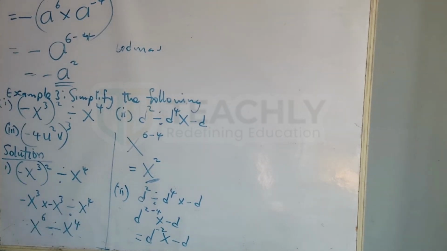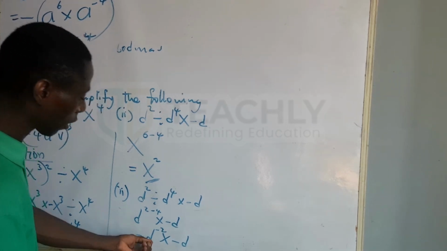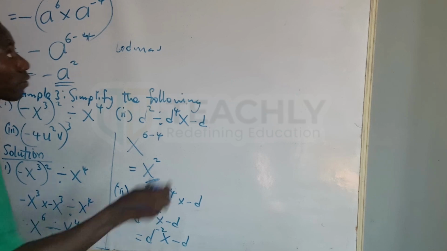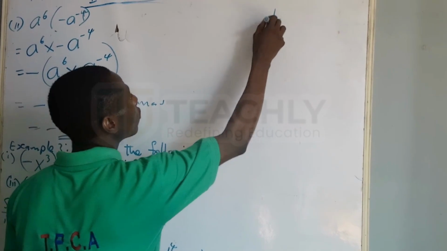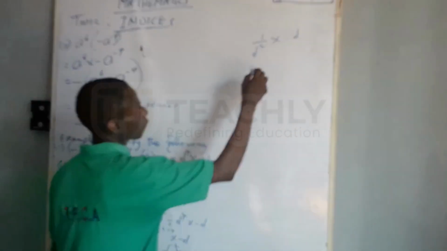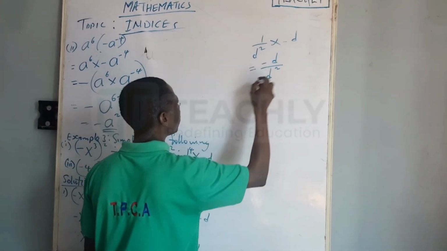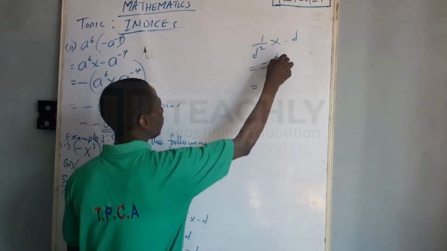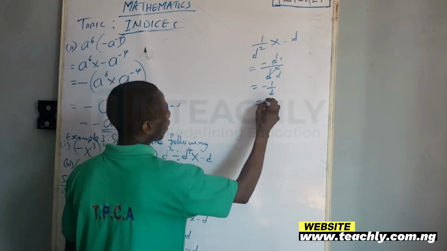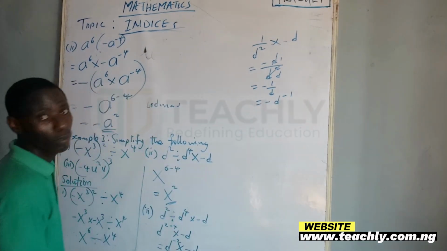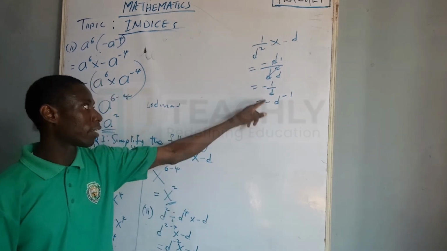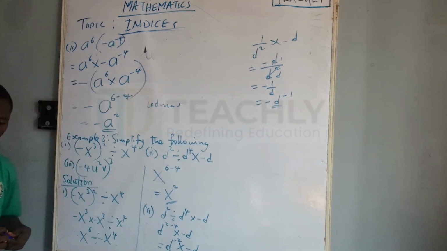For this one, we can go further by expressing this d to the minus 2 as 1 over d squared, times minus d, and with that you have minus d over d squared. Here you are going to have d, here we have 1 d, so you are going to have minus 1 over d. The final answer is minus d to the power minus 1. Because of this minus outside, 1 over d is equal to d to the power minus 1. So because of the minus here, we have minus d to the power minus 1. That's our final answer.